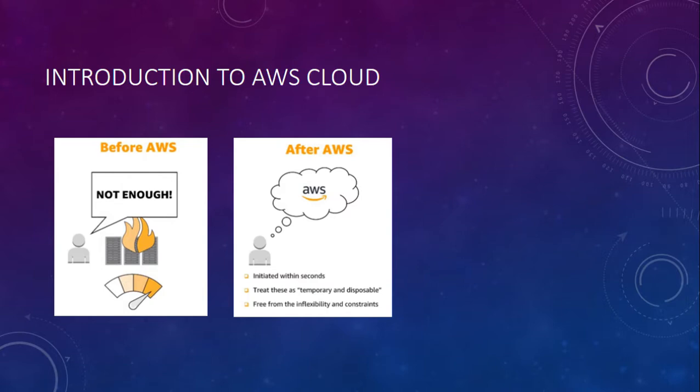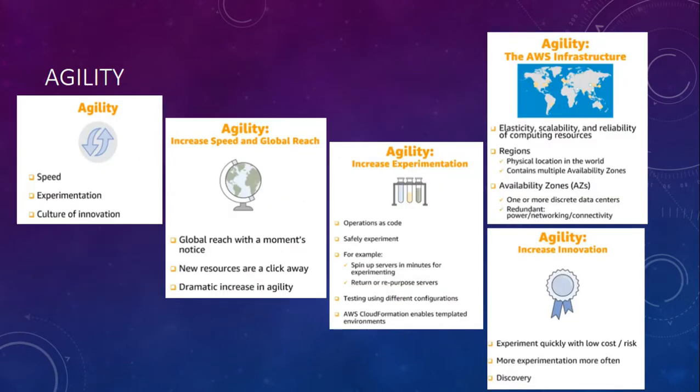You can treat these as temporary and disposable resources, free from the inflexibility and constraints of a fixed and finite IT infrastructure. So by harnessing the power of AWS Cloud, your approach to change management, testing, reliability, and capacity planning is more agile and efficient. Now, one more reason all the companies are moving to cloud is increased agility, right? There are three factors that influence agility. One is speed, experimentation, and culture of innovation. Now, let's take a closer look at how these factors enable organizations to be more agile by harnessing the power of cloud computing.